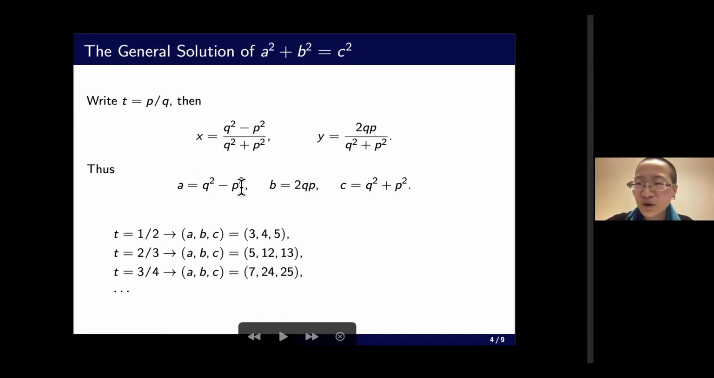So now since q and p are integers, these expressions in terms of q and p are also integers. So this will give us an integer solution to our original polynomial equation. For example, if you take the case t is equal to 1 over 2, so then p is equal to 1, q is equal to 2, and we recover the triple 3, 4, and 5, and so on.